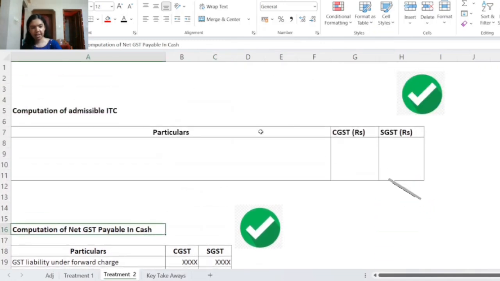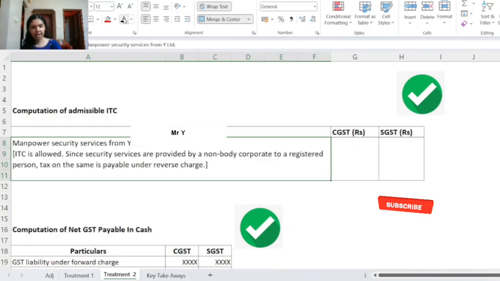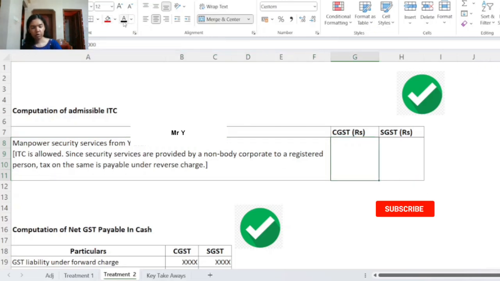Now let's have a look at the right treatment for computation of the admissible ITC. So this is the right method to present admissible ITC. Manpower security services ITC is allowed since security services are provided by non-body corporate to a registered person. So the tax on the same is payable under reverse charge. So we have CGST at 9%, 9,000, and SGST at 9%, 9,000. So this is the right way to show the admissible ITC.